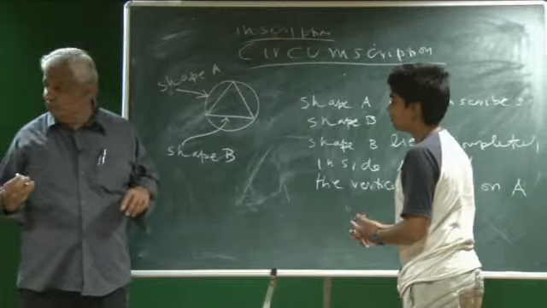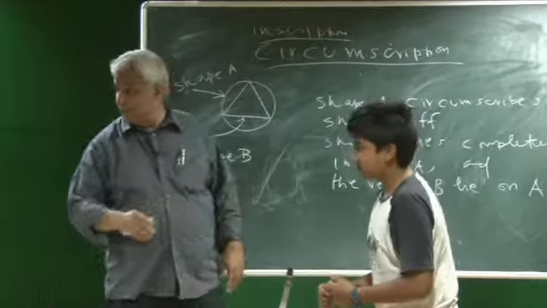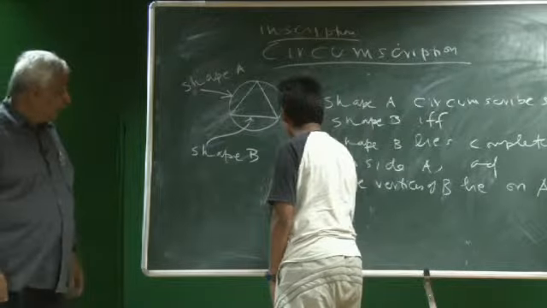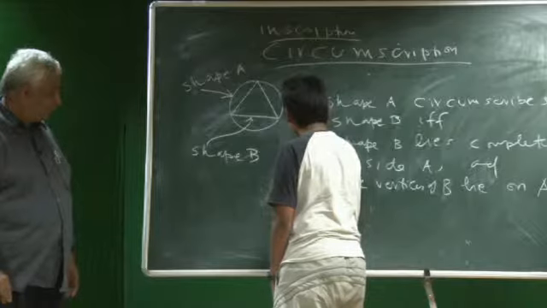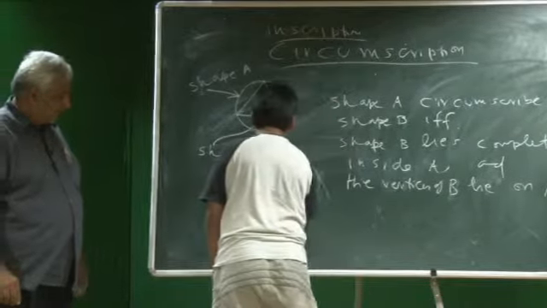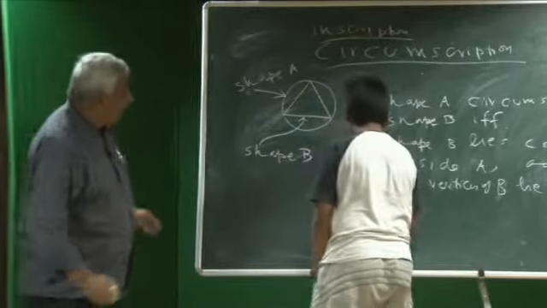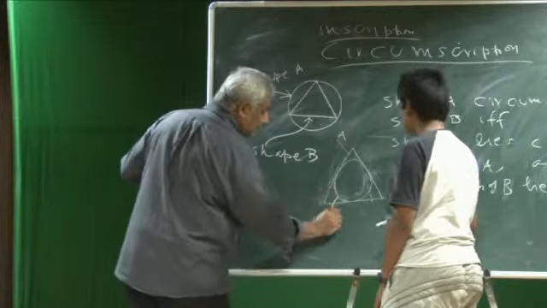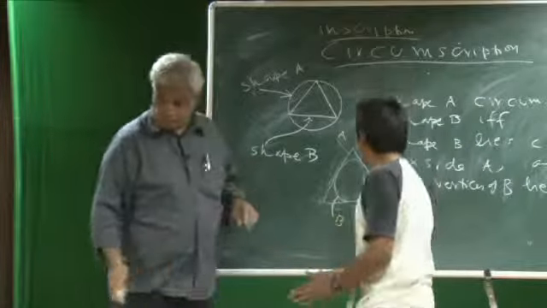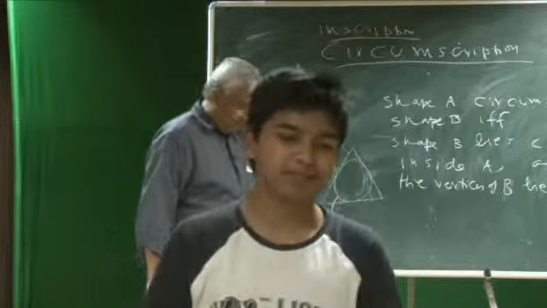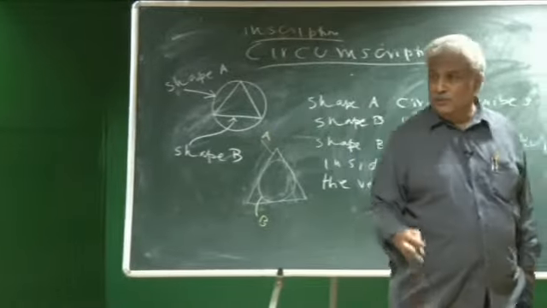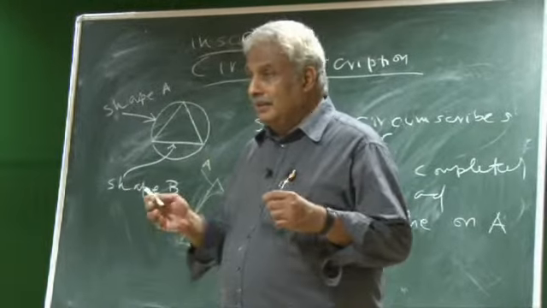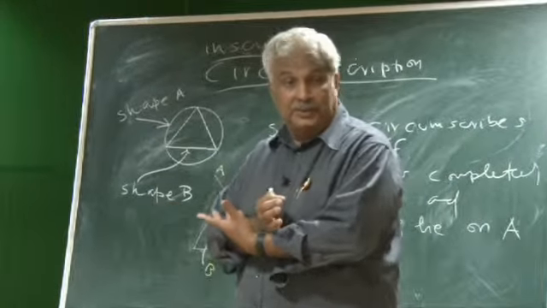So it seems to me. Yeah. Go ahead. Oh, sorry. You should erase it. So here, this is shape A, right? And this is B. So one thing I want to know is, since I don't know the word inscription, is circumscription the reverse of inscription?